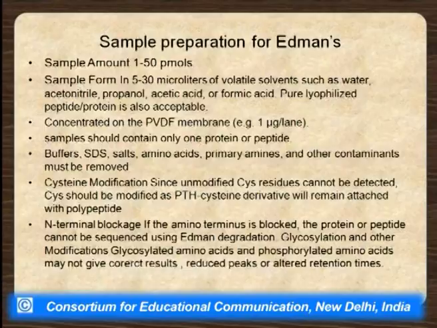Modified cysteines should be taken care of by oxidation or reduction, and if there is any N-terminal blockage or if there is any proline present, that has to be taken care of. Glycosylation and other modifications of the amino acids will also interfere with the results, and may change or reduce the retention time.